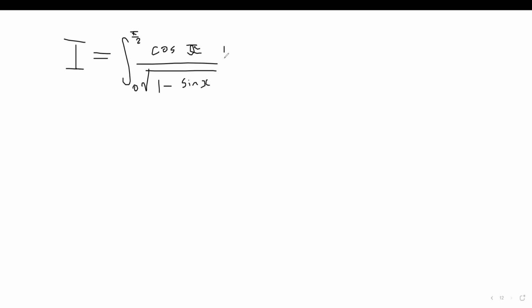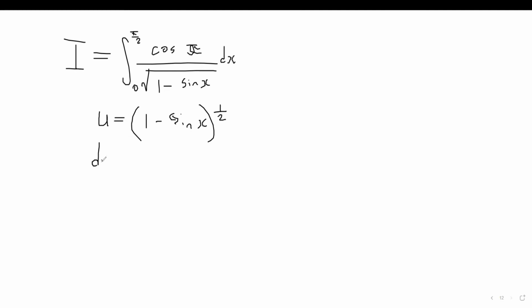All right, and what we're going to do is let the denominator be u. So I'm going to call u equal to 1 minus sine x. But not just 1 minus sine x, 1 minus sine x to the half, because Marika, if I leave the square root it might still give me some problem. So I'm going to substitute the denominator as u.